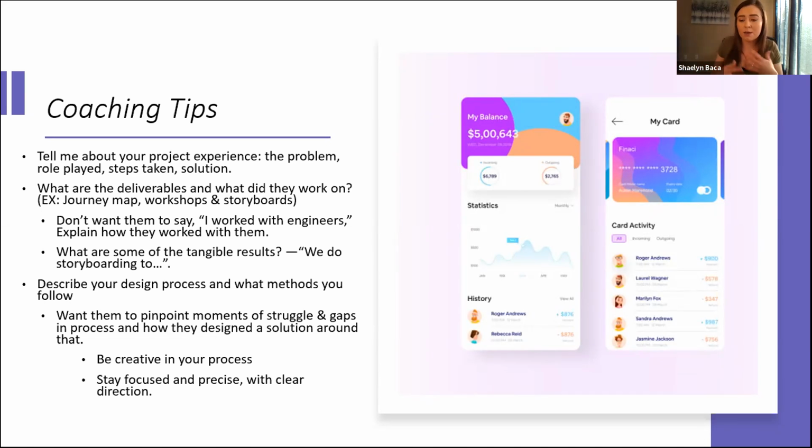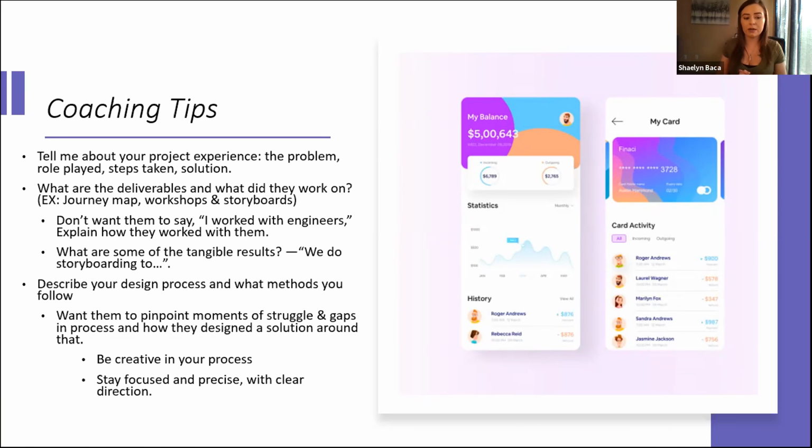And also, when they're talking about those tangible results, you don't want them to just say, yeah, we did some storyboarding, we did some personas, we did some task flows. Again, that's just listing things. But what did they uncover from that? What did the storyboarding lead to? And how did that bring them to a design solution?